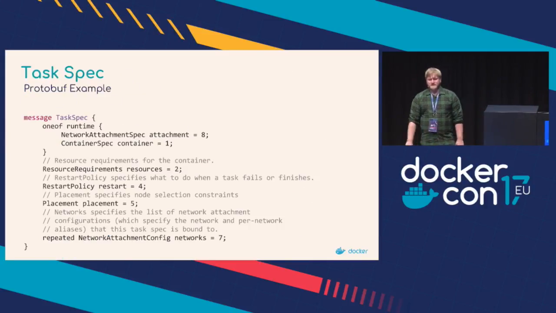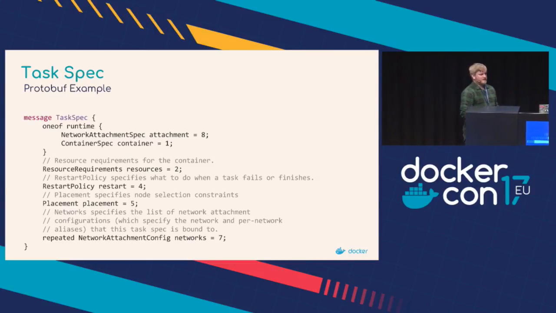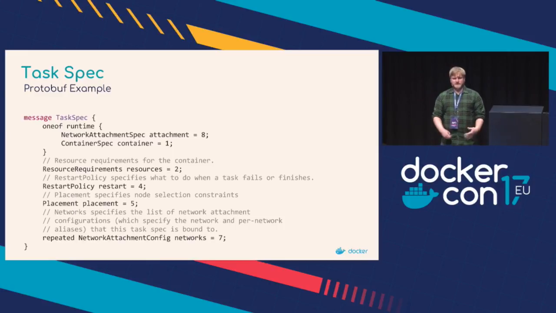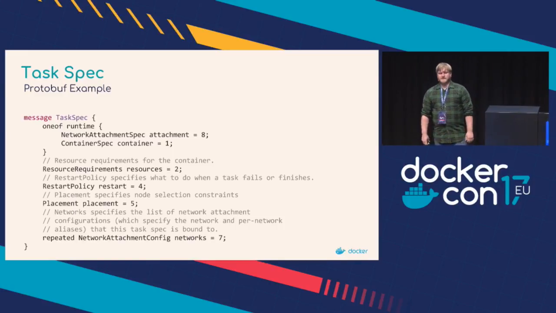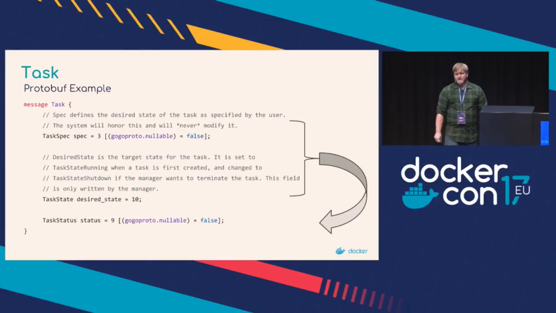Tasks, the task model. So this is the task spec. There's a lot of stuff on this slide, but basically it just defines a runtime, and that's how to run. So here we have a network attachment and a container. So tasks can do all sorts of things. Containers are just an implementation detail, really. And then it also defines how to restart it, how to place it, and then any networks that you want to attach to within your cluster.